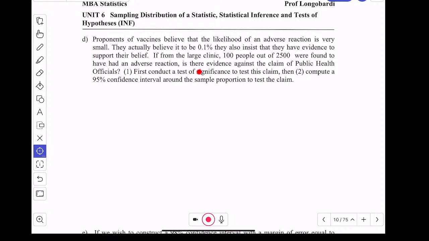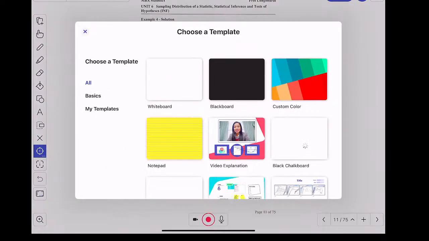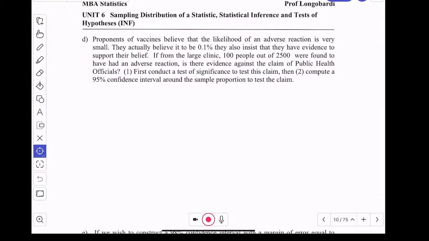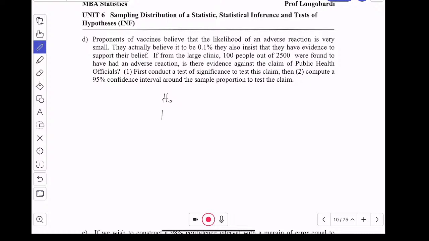Okay, so this is their... We're going to try and find evidence against this status quo. I think it's a little bit unclear here, but I'm going to stick with how I have it in the solutions. And I'm going to argue that what we're doing here is we are going to have a new status quo belief. This is the status quo belief of the public health officials. So this is how we do this.